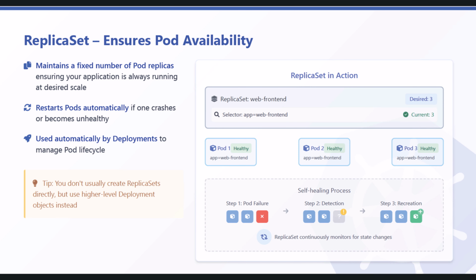Next is ReplicaSet, which ensures the pod availability. ReplicaSet maintains a set number of identical pods. If one goes down, it brings another up. Deployments use ReplicaSets under the hood. For example, you want exactly 5 instances of your application running all the time. ReplicaSets ensure that happens. You usually won't create a ReplicaSet directly, just use deployments.